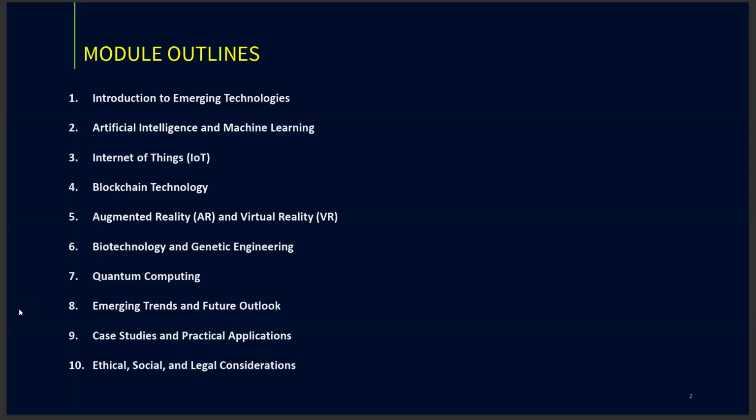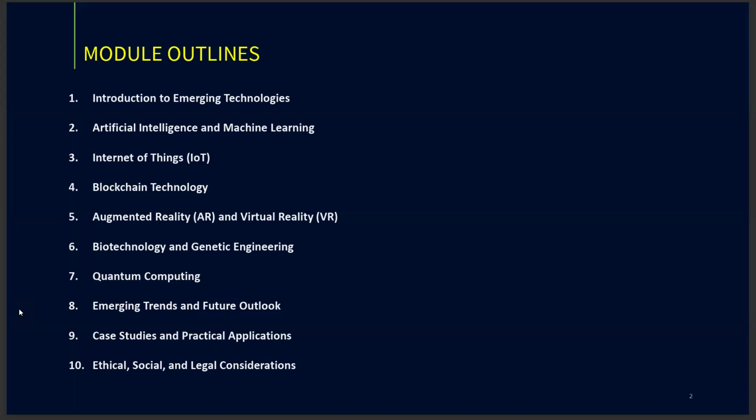Then we will look at the Internet of Things. We'll look at blockchain technology. We'll look at augmented reality and virtual reality. Then we will look at biotechnology and genetic engineering. Then we were going to look at quantum computing. And of course, we will also focus so much on emerging trends and the future outlook of the emerging technologies. That would cover most of the syllabus, but we will also look at case studies and practical applications of these emerging technologies.